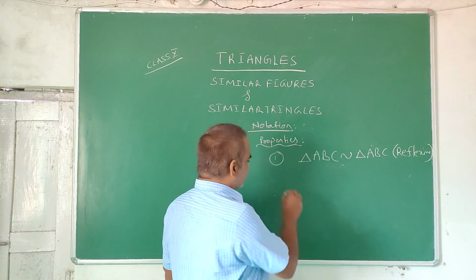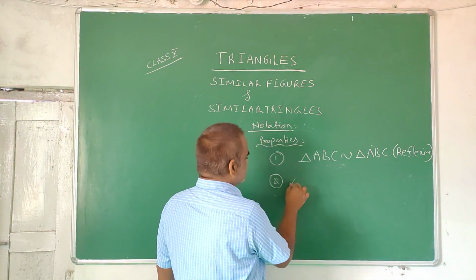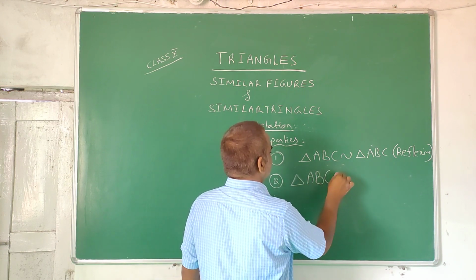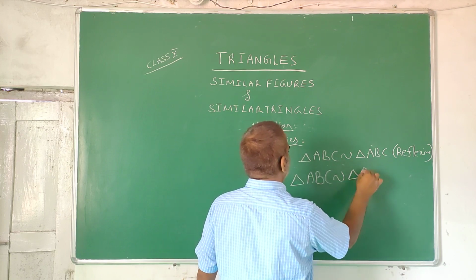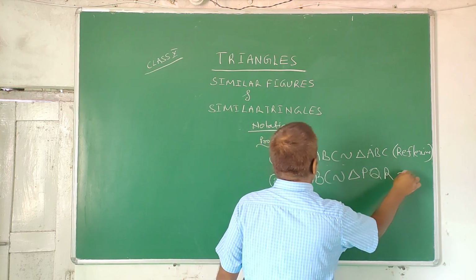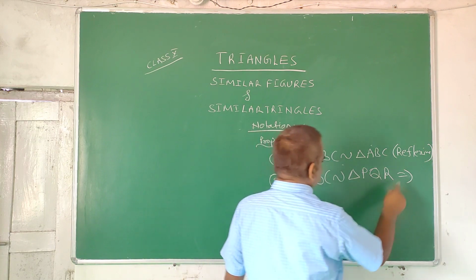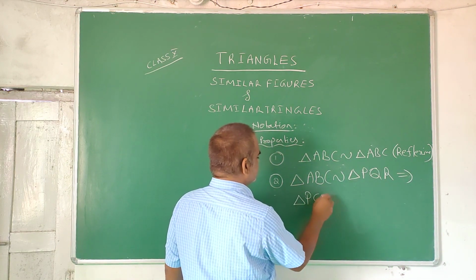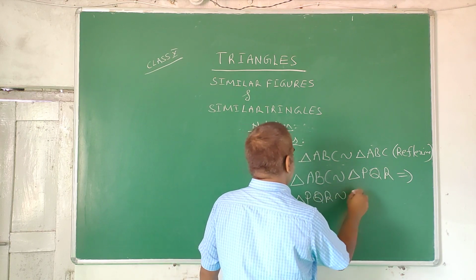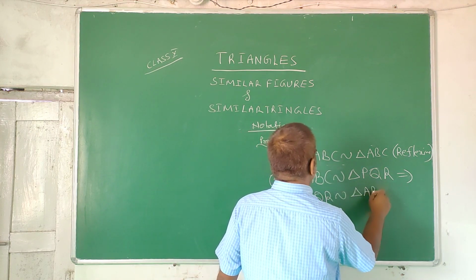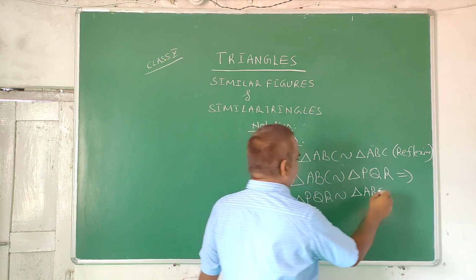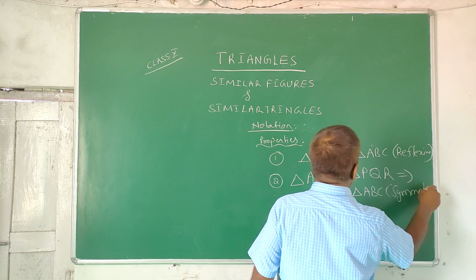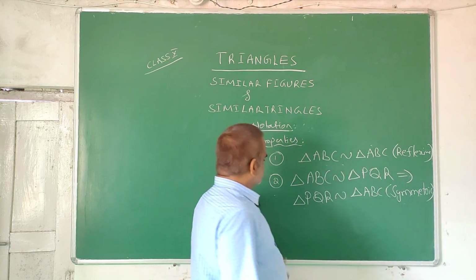So that is the first property. Second property: if triangle ABC is similar to triangle PQR, it also implies that triangle PQR is similar to triangle ABC. This is called the symmetric property.